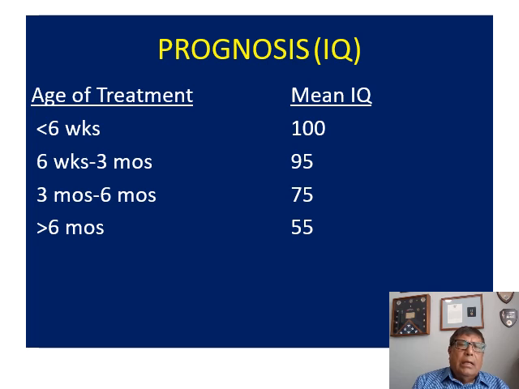And what is the prognosis? It has been seen that if you can start treatment within the first 6 weeks, and especially in the first 2 weeks, the prognosis for IQ and brain development is really good. In one study, if less than 6 weeks, you get an IQ of 100. If you have delayed your treatment between 6 weeks to 3 months, it is 95. 3 months to 6 months is 75. Above 6 months is 55.